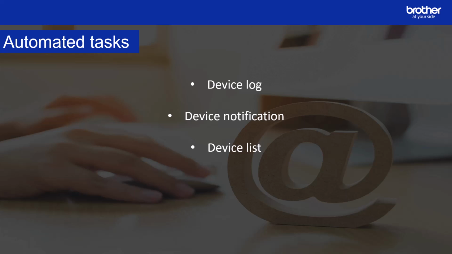Device list. This task retrieves device information in the device list, sends the device list information via email, or saves it to a file in a specific destination folder according to the schedule. Device master settings. This task monitors a target device periodically and recovers the device's original settings if they are changed. Another feature in device master settings allows you to automate device firmware checks and updates.